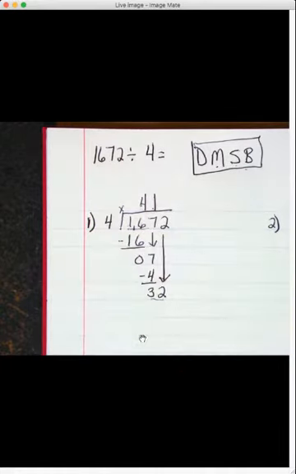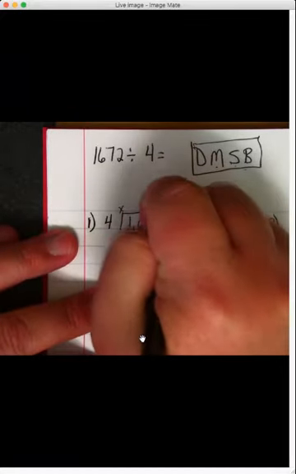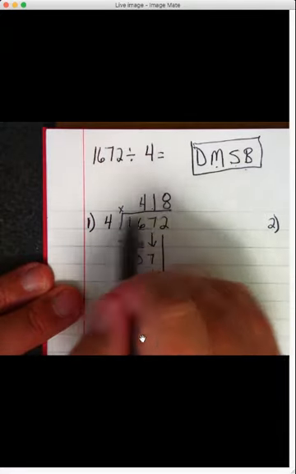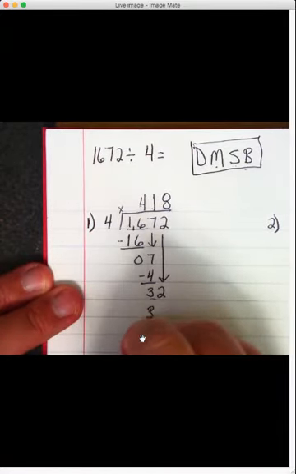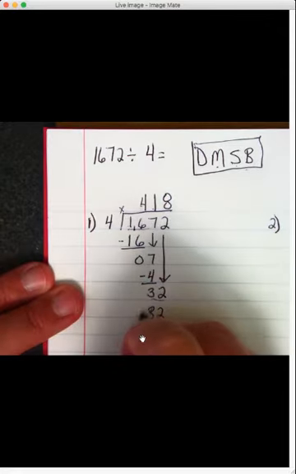And then we start back over, because we've got to divide now. 32 divided by 4. And anybody who's good with their facts knows that 32 divided by 4 is 8. Mama multiply. 8 times 4 is 32. Sister subtract. 32 minus 32 is 0.